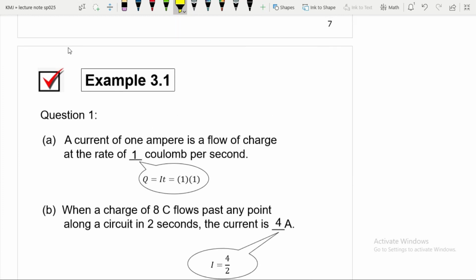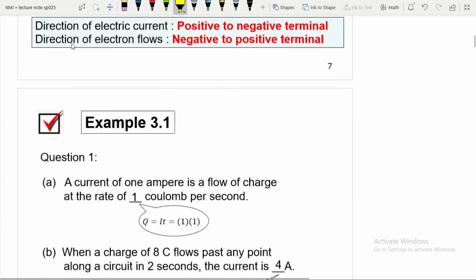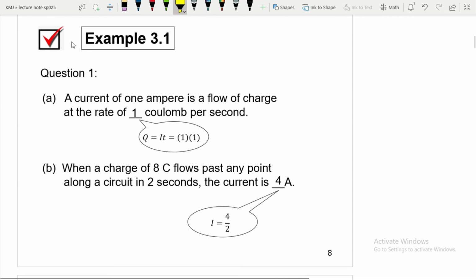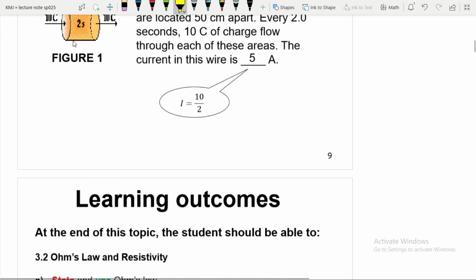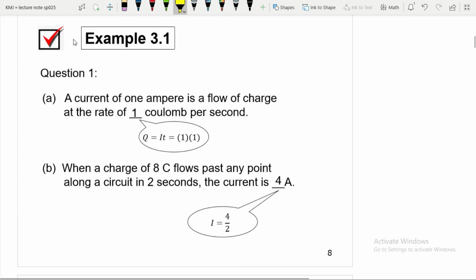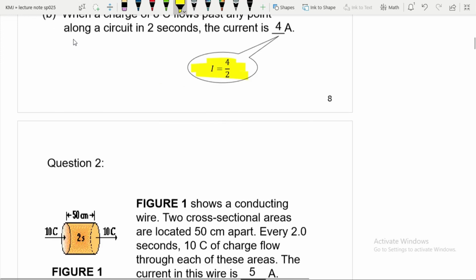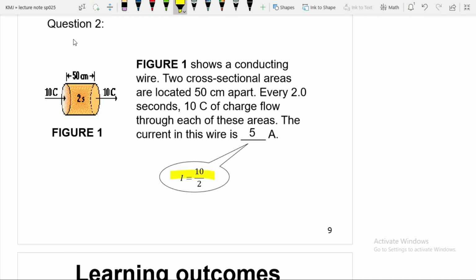Okay, so there is an example for this chapter. This example you can check. I'm not going to explain any examples, so you can check how to solve the problem here, it is written here. This is how you solve the problem, because subtopic 3.1 is quite simple.